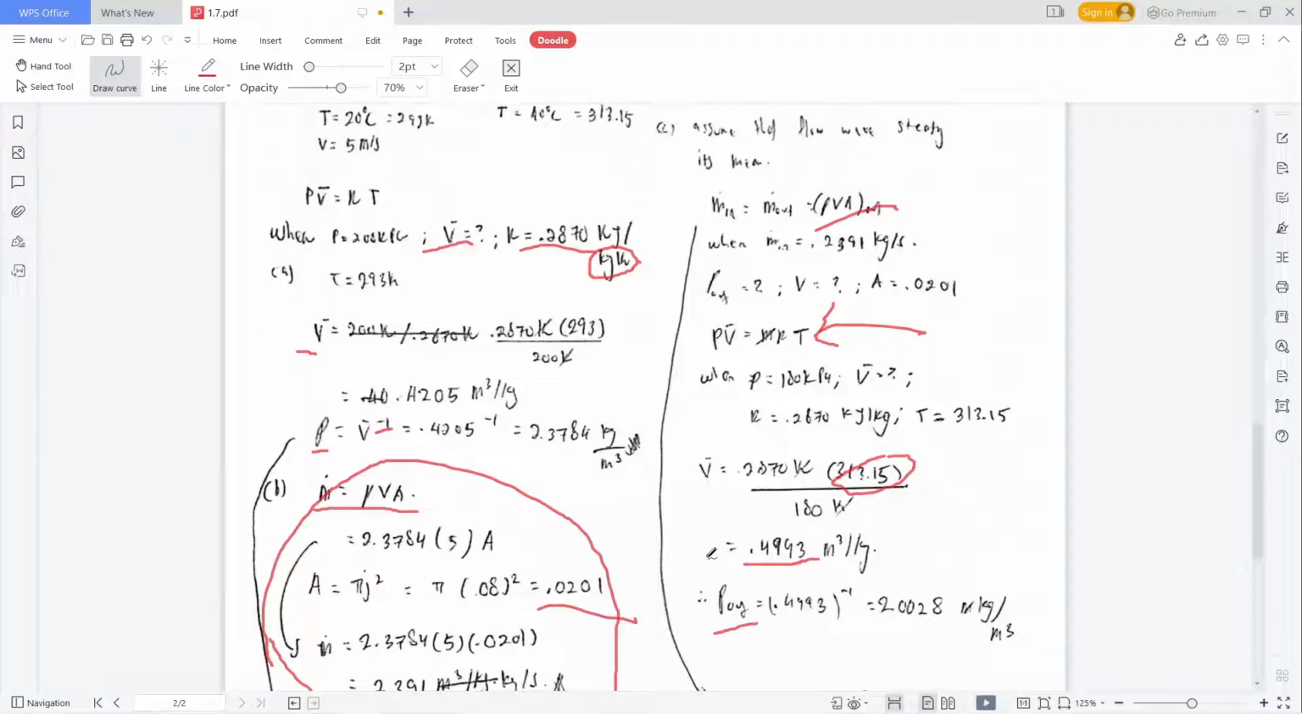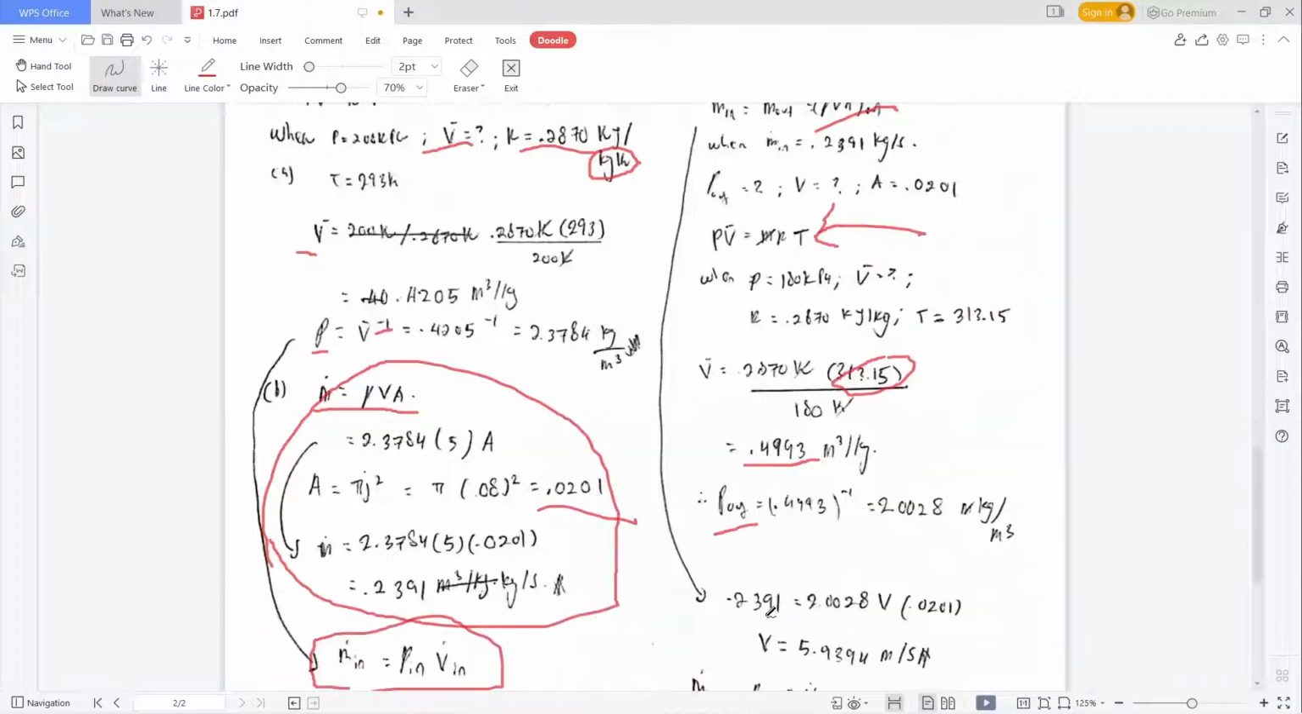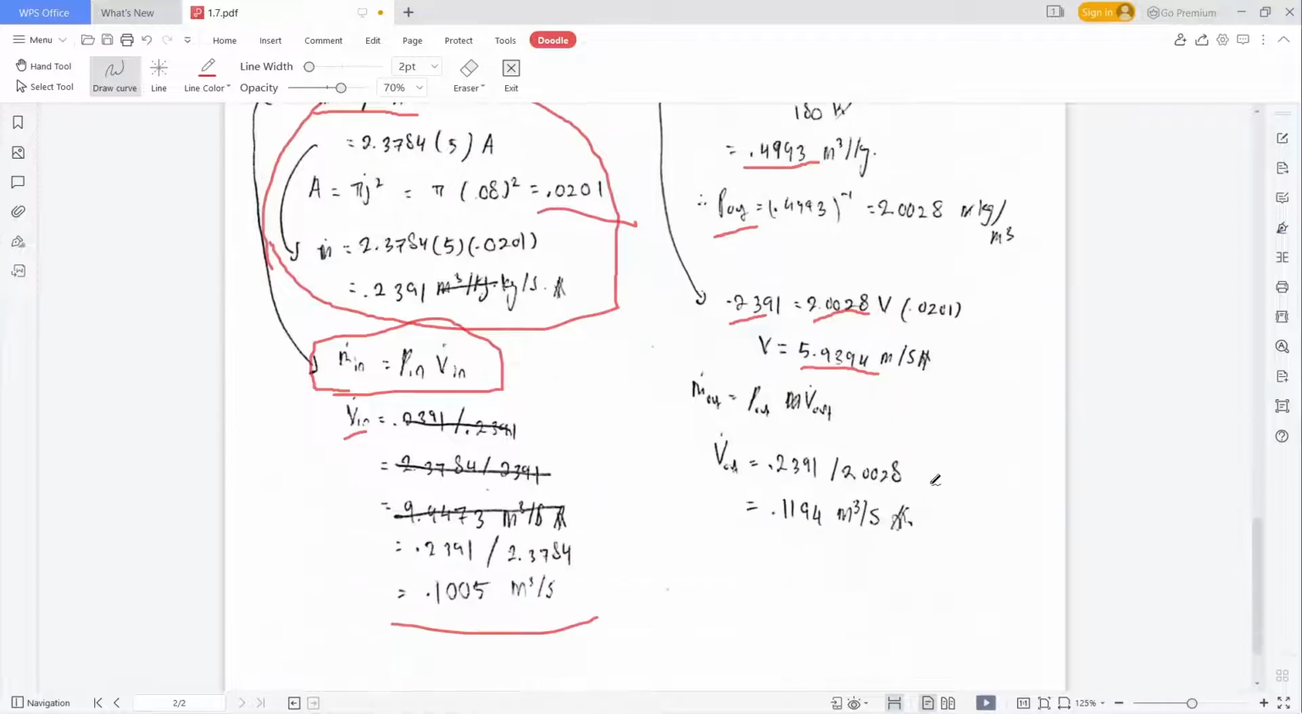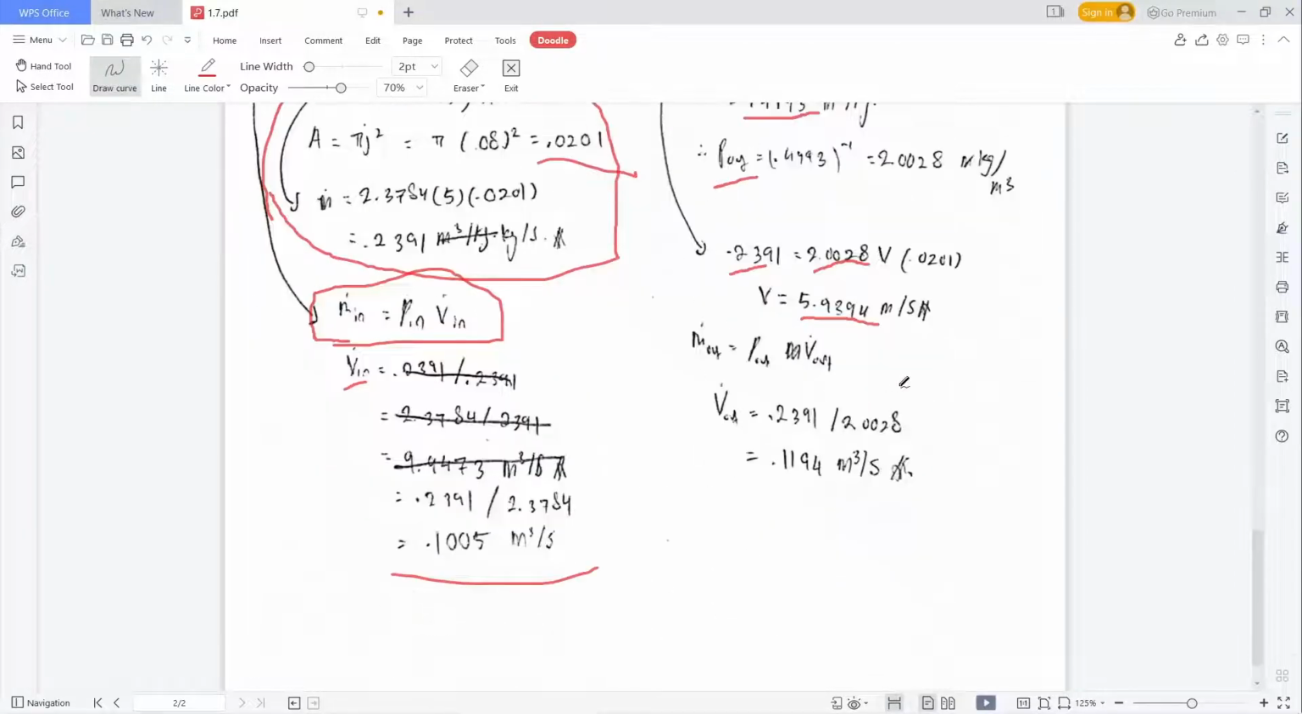So bring this equation downward. We can calculate the velocity, since we know the mass flow rate at the inlet. It will be 0.2391, which is this one, equal to the density at the outlet, 2.0028, times the velocity, times the area at the outlet, 0.0201. You will get the velocity of approximately 5.9394 meters per second.